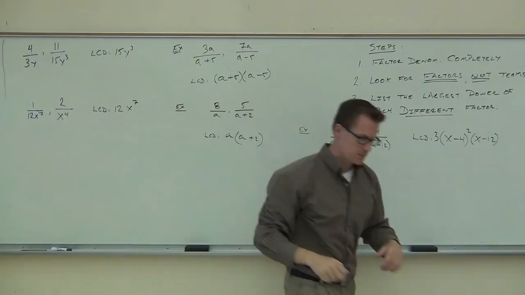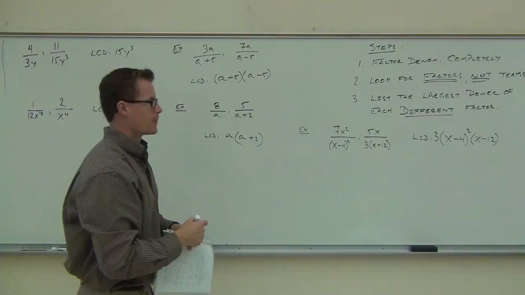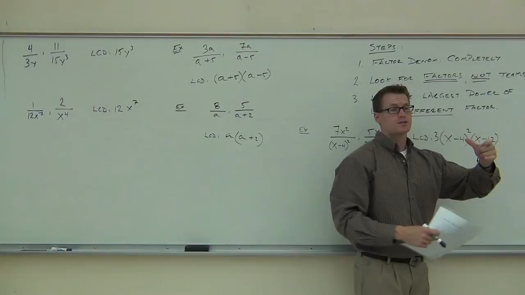Good, all right. What if I put the 3 right there next to the x? It's not going to be appropriately written, really, if you put it right here. We like to have our constants out front. It doesn't make it wrong. It just makes it so you see the 3.